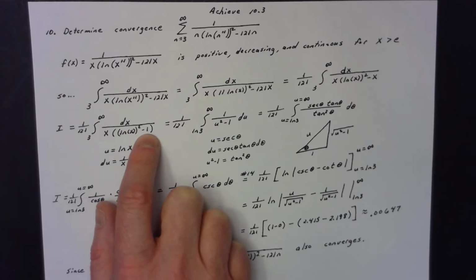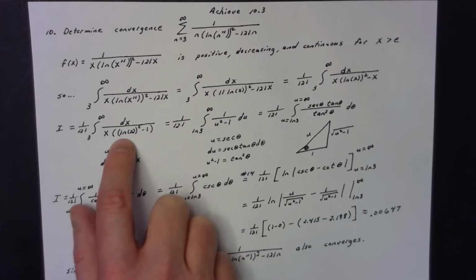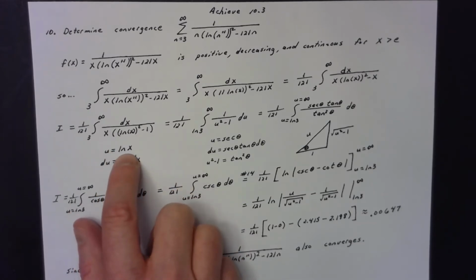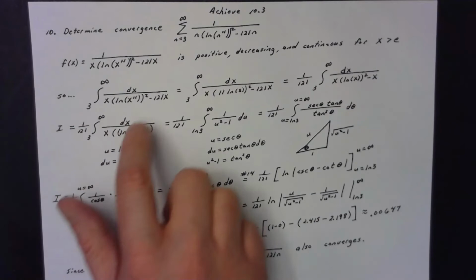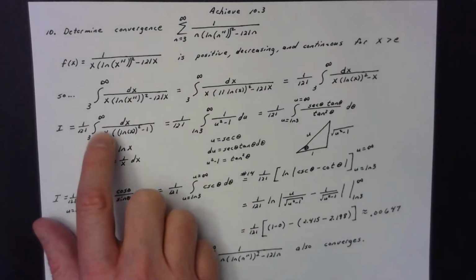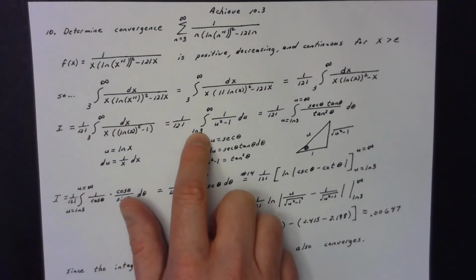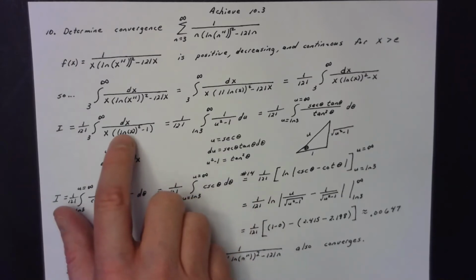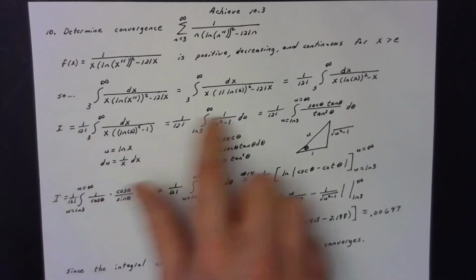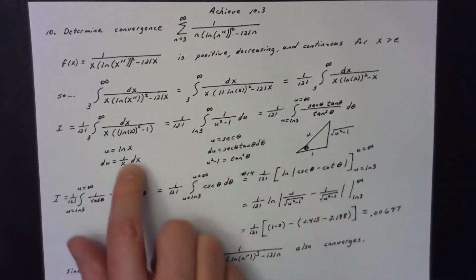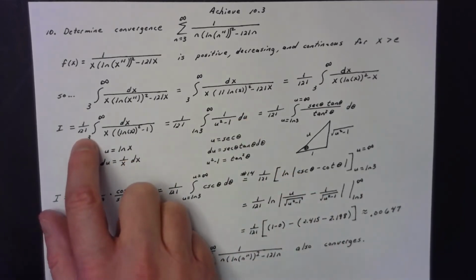So at that point, I went ahead and said, well, let's let u equal the natural log of x. And then du is going to be 1 over x dx. I see the 1 over x dx, that will cancel out. So from this step to this step, I went ahead and changed what's inside this group to u squared minus 1. Everything else becomes du. At the same time, I went ahead and changed my limits of integration.